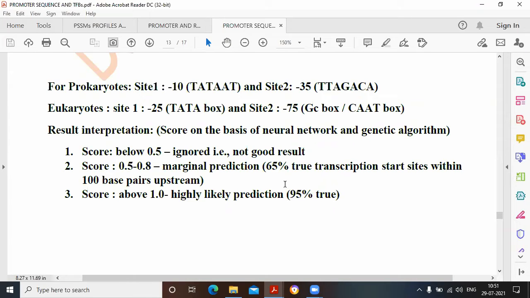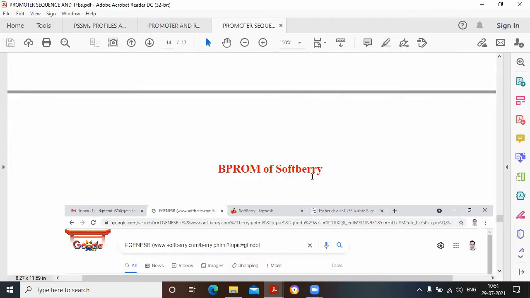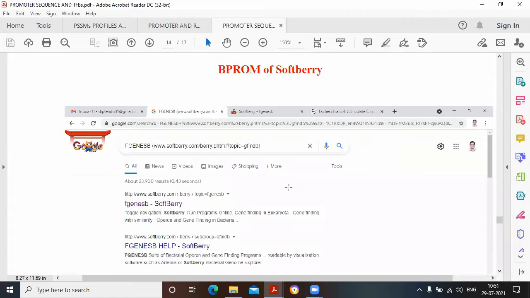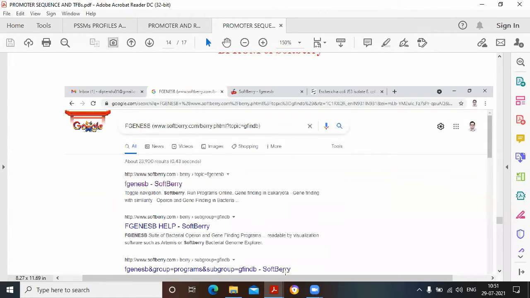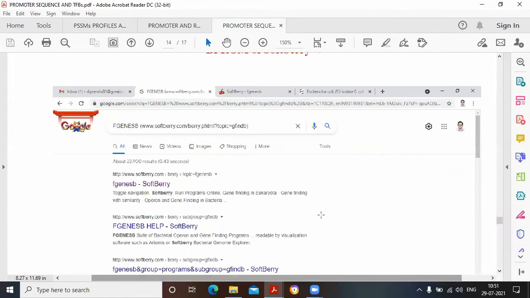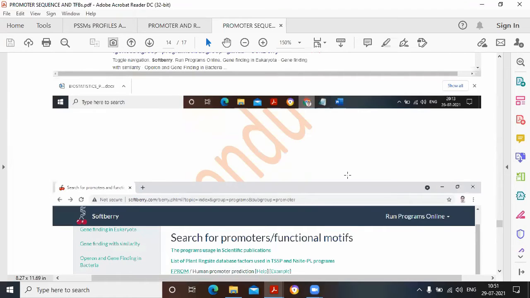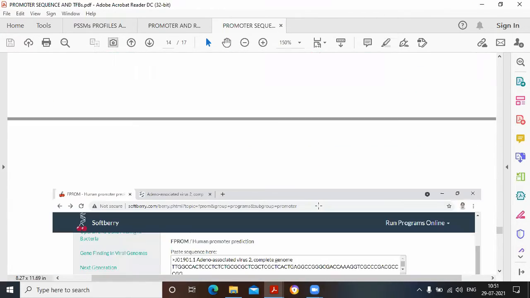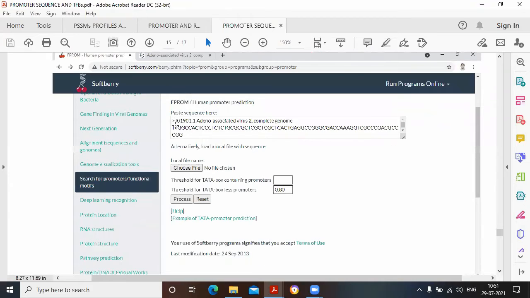Only the promoter site you can predict from here. Next, the third one, and this is the last one, the BPROM of Softberry. You can type this URL on Google, and then you are going to get this home page. On the left hand side, click on search for promoter and functional motif. Then you paste your sequence in the FASTA format.